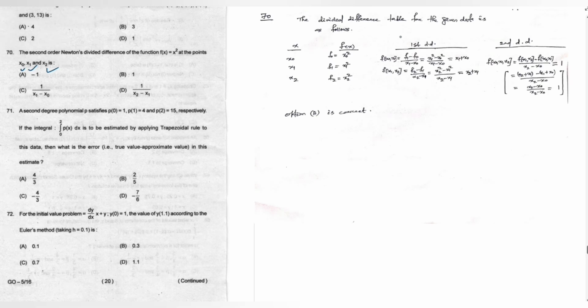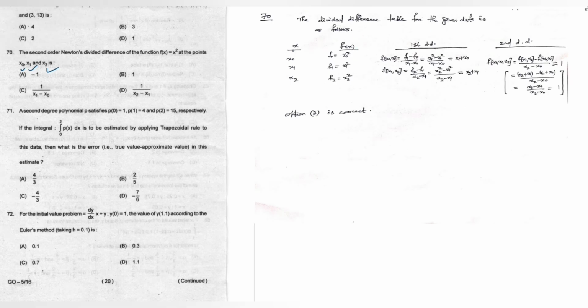You can see the function is a polynomial of degree 2. So when we find the second order Newton's divided difference for a polynomial of degree 2, it is nothing but the leading coefficient of the polynomial. So here the leading coefficient of the polynomial is 1. So the second order Newton's divided difference of the given function is 1. So option B is correct. Alternatively, we have to construct the divided difference table for the given data.